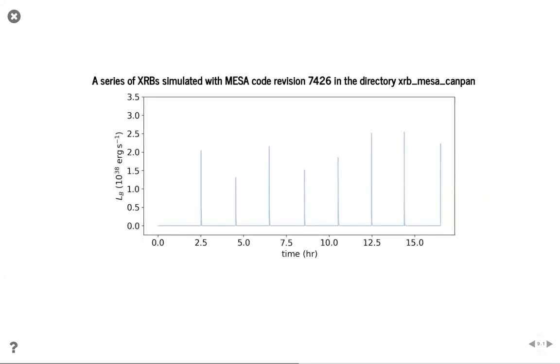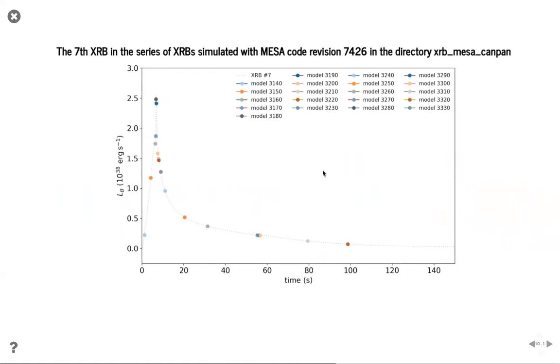So now we have here 1, 2, 3, 4, 5, 6, 7, 8 X-ray bursts, and the next plot shows a zoomed out view of 7 X-ray bursts. This one, next plot. Okay. So this is the 7th X-ray burst computed in the series of X-ray bursts with the MESA stellar evolution code. Okay, and you can see it's zoomed out.